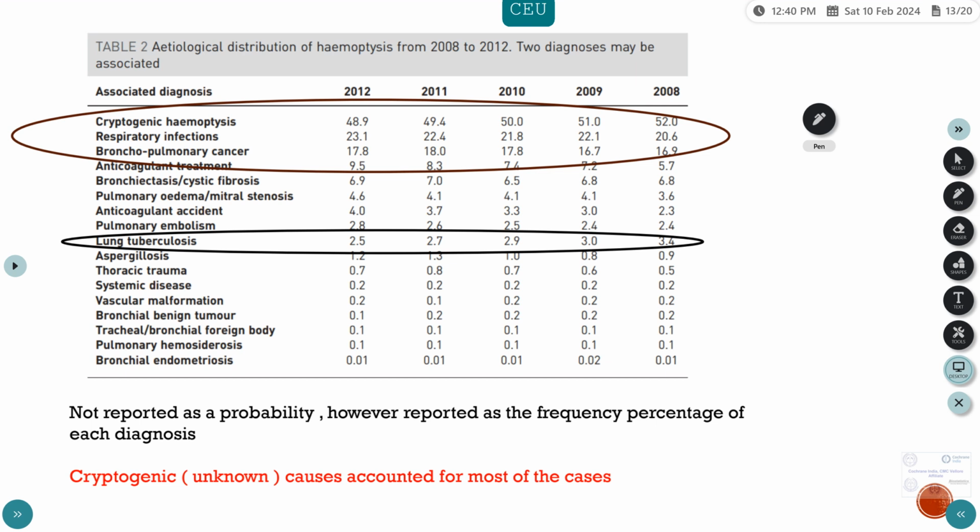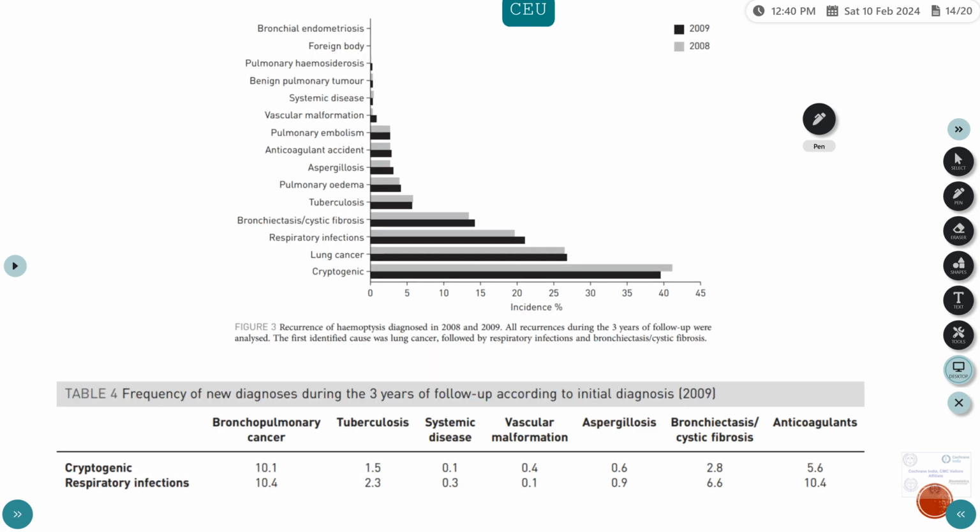They also followed up these patients, and looked at patients who developed recurrent hemoptysis and patients who were followed up later on. When they looked at the cryptogenic and respiratory infection groups, 10% of the patients in each arm, those initially diagnosed as cryptogenic or respiratory infections, later developed a bronchopulmonary malignancy on follow-up. And for patients who developed recurrent hemoptysis since 2008 and 2009, when followed up for a period of 2-3 years, most of the patients were still in the cryptogenic arm and had developed recurrent hemoptysis, but a significant proportion had lung cancer, diagnosed later when they came with recurrent hemoptysis, followed by respiratory infections and bronchiectasis.